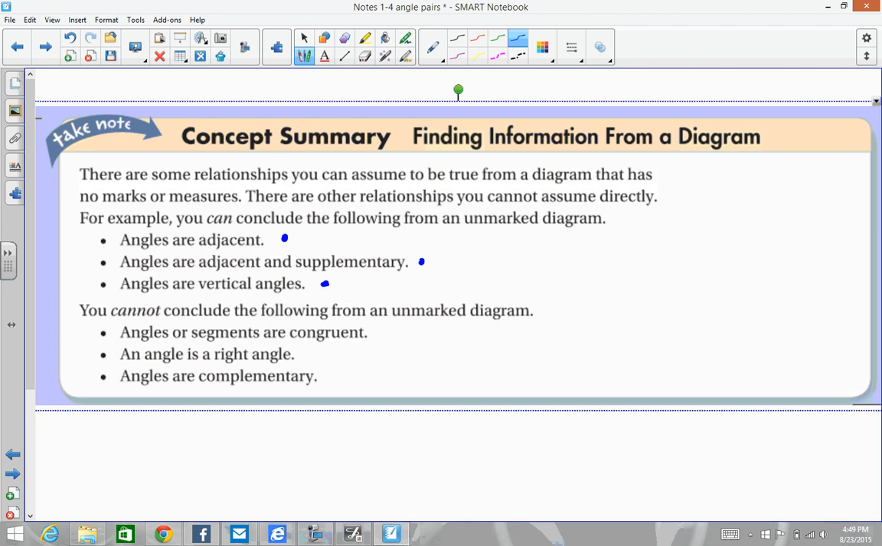But what you cannot do is determine if angles are congruent or segments are congruent unless they have marks. If they don't have marks, you cannot do this. And you can't tell if an angle is right. Just because it looks right doesn't mean it is right. It could be 89.4 degrees. So unless there's a mark, you can't say it's a right angle. And if you can't say it's a right angle, you can't say it's complementary either unless you have that right angle mark. So never make any assumptions about numbers without those marks.